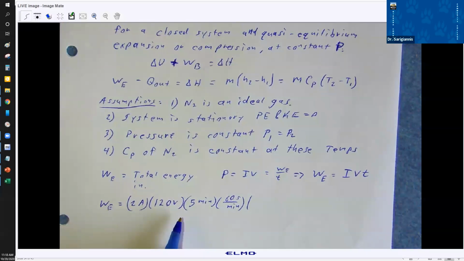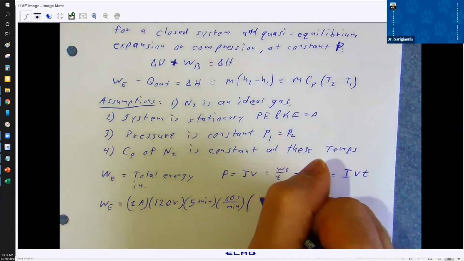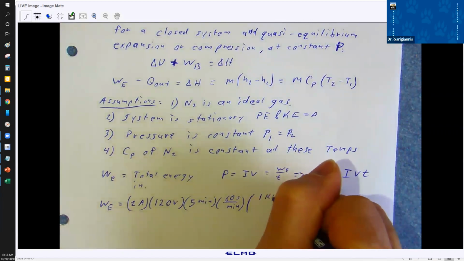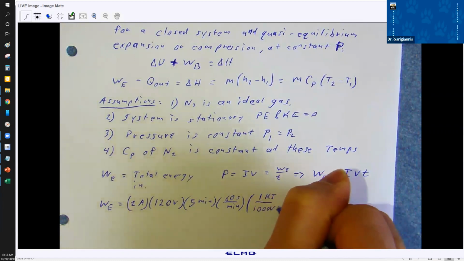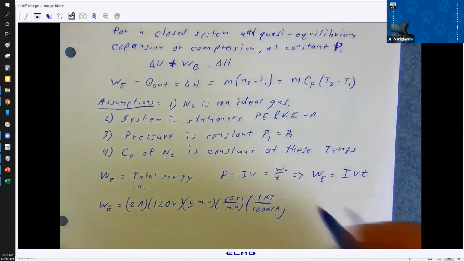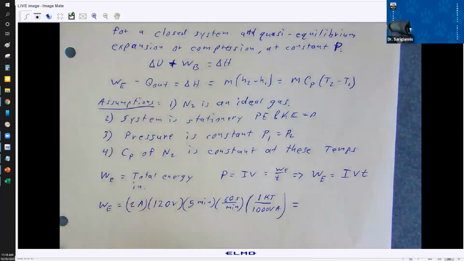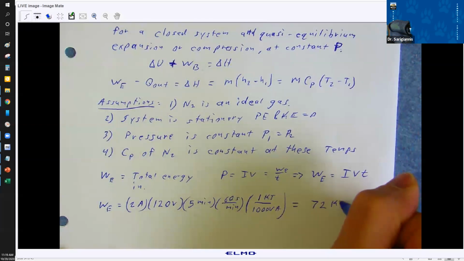And then, how many joules do we have? Oh, yeah, this is volt amp. I forgot about this. There's a conversion factor in your textbook. 1 kilojoule is equal to 1,000 volt amps. A volt amp is basically just a joule. So we're going to convert this into kilojoules. We do the math here, and we wind up with 72 kilojoules.